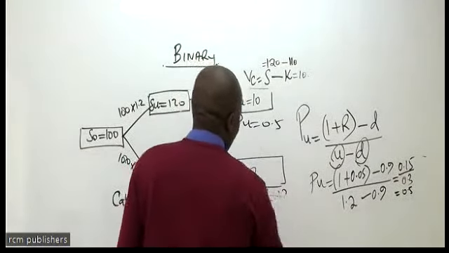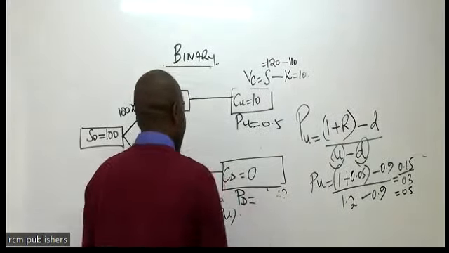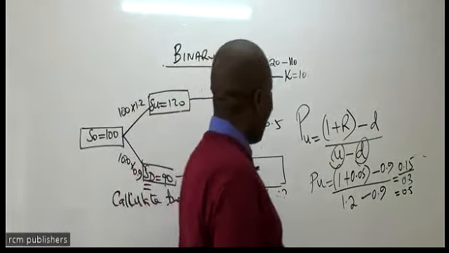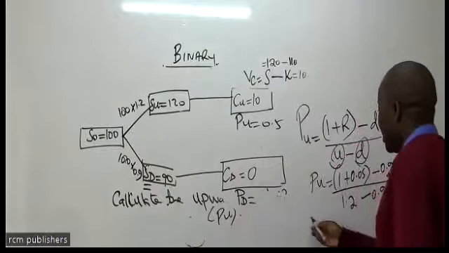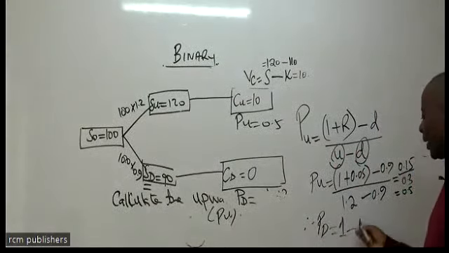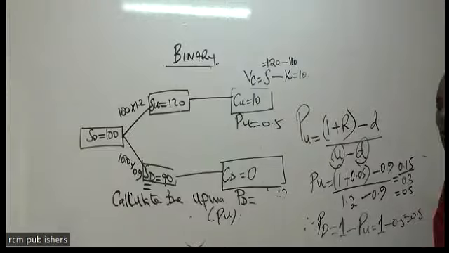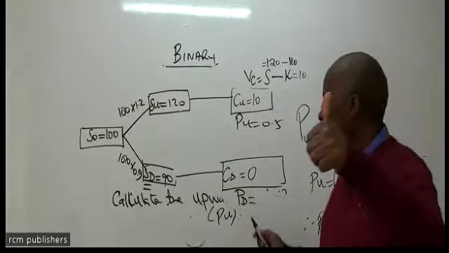Then what do you think in this case will be the probability of down? Therefore, probability of down will be equal to 1 minus probability of up, which is 1 minus 0.5. So probability of down will be 0.5. Thank you so much. 0.5, yes.